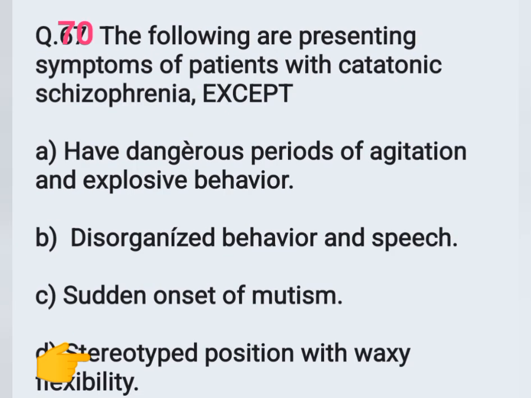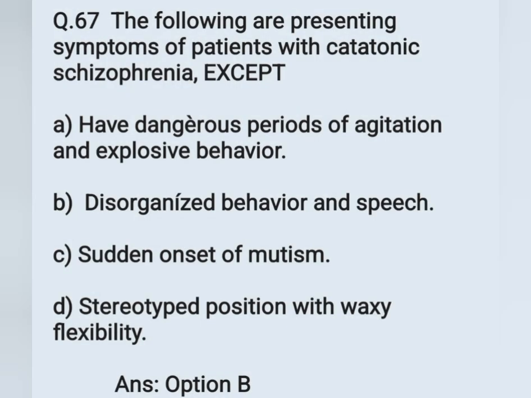The next question, number 70. The following are presenting symptoms of patient with catatonic schizophrenia except. Options: Option A, have dangerous periods of agitation and explosive behavior. Option B, disorganized behavior and speech. Option C, sudden onset of mutism. Option D, stereotyped position with waxy flexibility. Our question is, which one of the following symptoms is not present in case of catatonic schizophrenia? And it is disorganized behavior and speech. Option B is the correct answer.